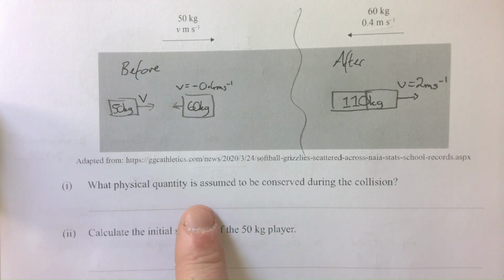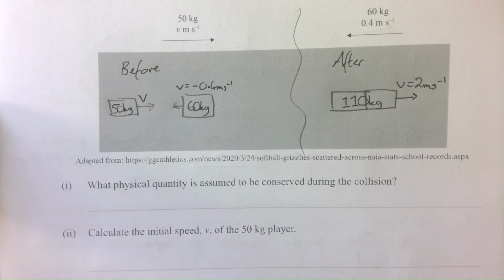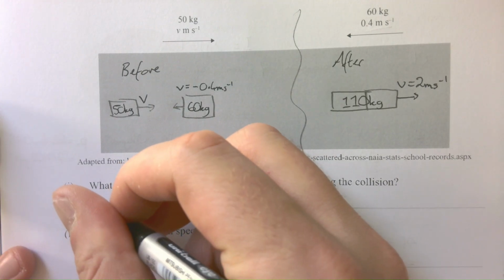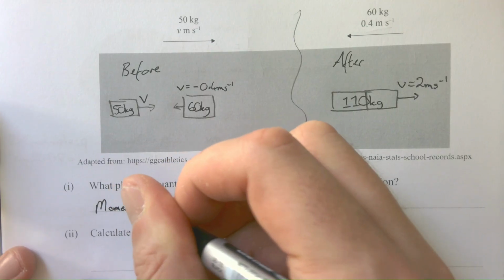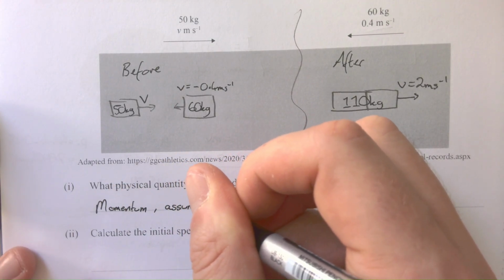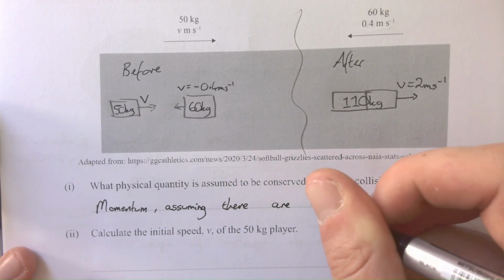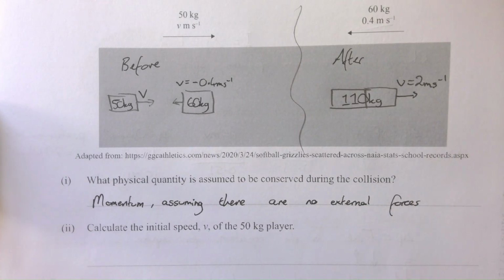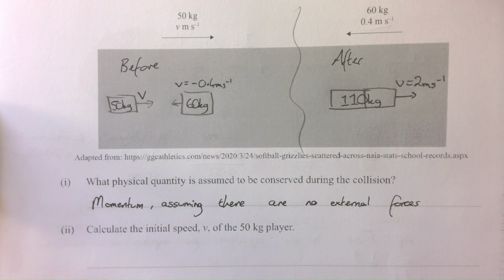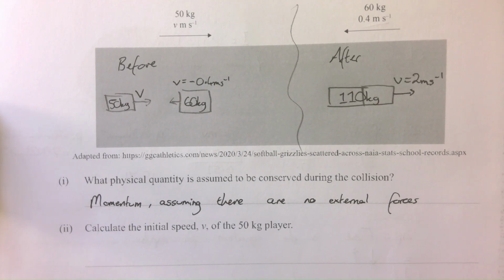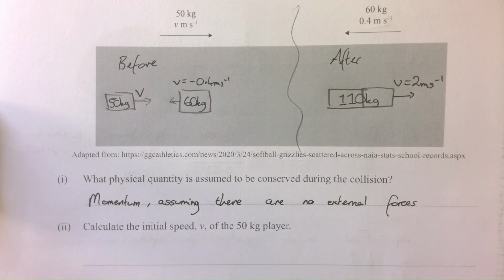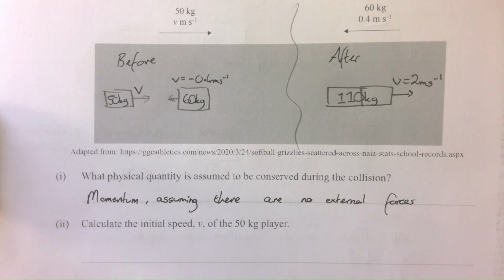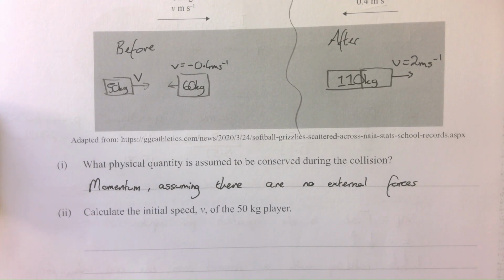Part I, which physical quantity is assumed to be conserved during a collision? We assume that momentum is conserved, assuming there are no external forces. Okay, that's the one condition required for momentum to be conserved, that there are no external forces. Now the mark scheme doesn't actually require that, so I guess you don't need to worry about it. But just in case, I would always add that whenever you're talking about conserving momentum or torque. There are no external forces or external torque or resultant torque. Sorry. Anyway, I digress.